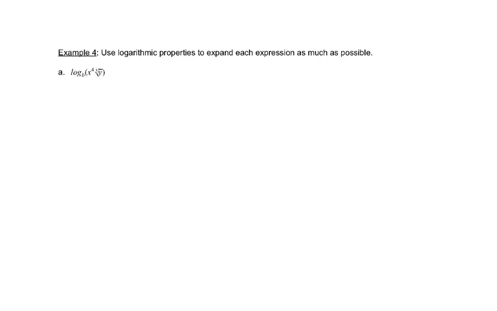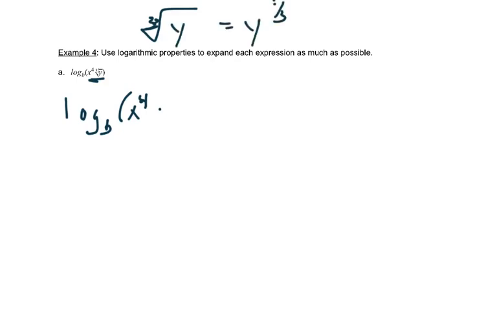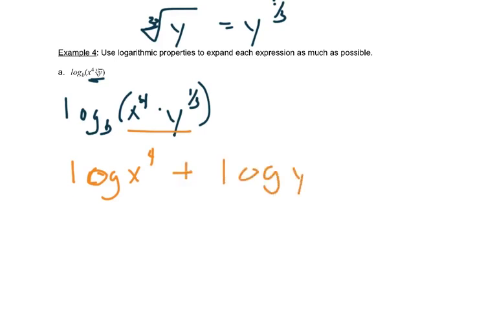So we can see that in here, we really have two things that are being multiplied. This is really log base b of x to the fourth times, and we have a cube root of y. Remember that a cube root can be written as an exponent, so I'm going to write it as a 1/3 exponent there. Now these are multiplications, so I can split it apart, and I can write log of the first thing. Because it's multiplication, it splits apart with addition, plus log of the second thing.